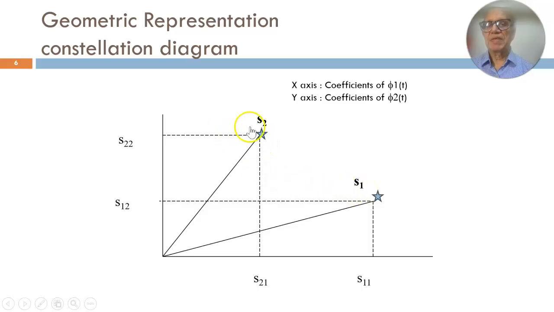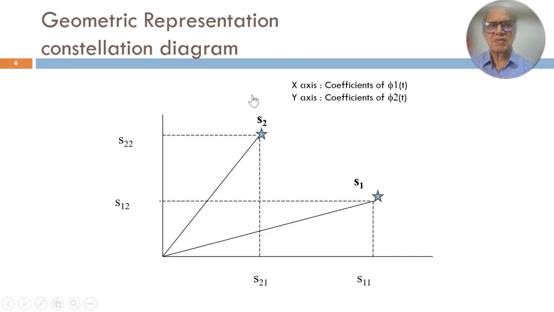Similarly, S2(t) is represented in its vector form or phasor form by looking at its coefficient of phi1(t) along the x-axis, which is S21, and its coefficient of phi2(t) along the y-axis. So this is S22. All right. Similarly, S3, S4, S5, etc. can be drawn.